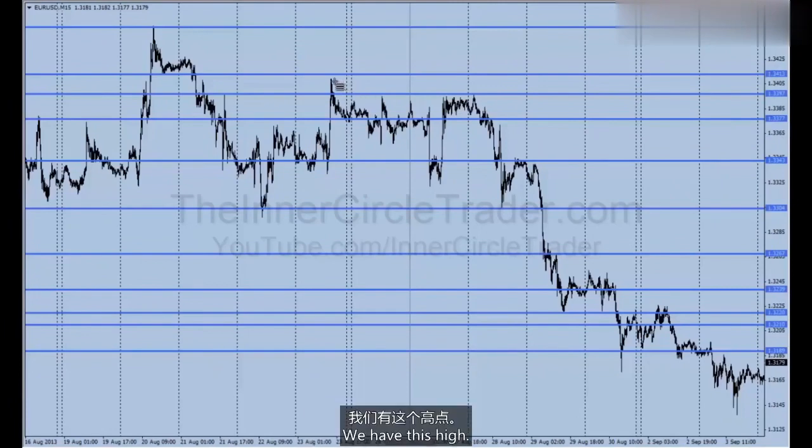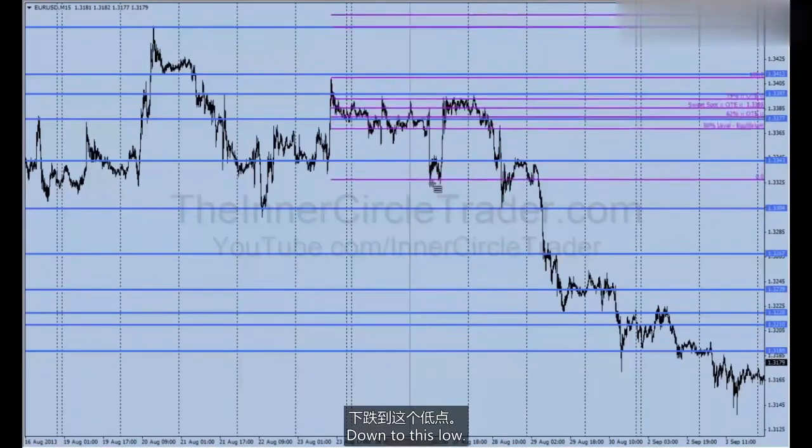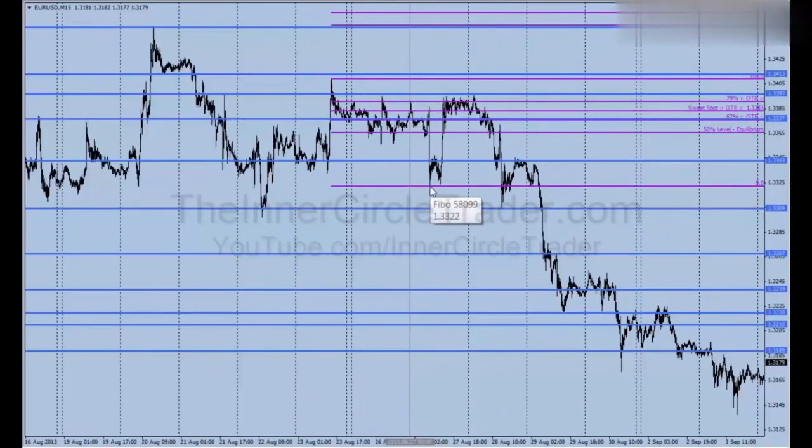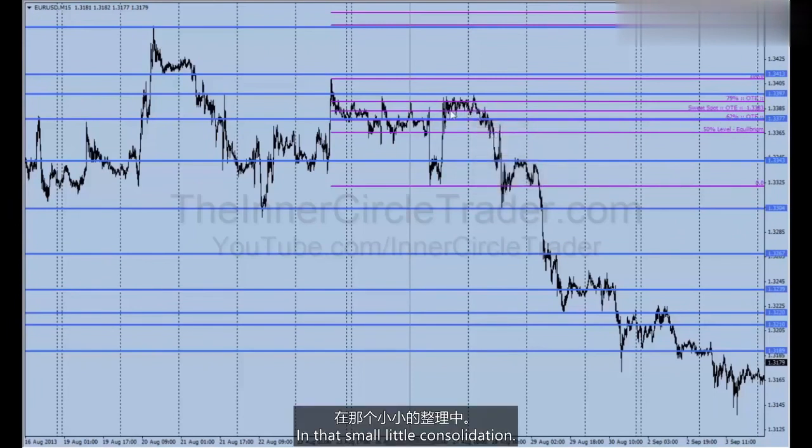Now we have a new range. We have this high down to this low. See that? Now look at what's happening here. Price is working within, here's your 79%, 70.5%, and 62%. All this time price spent in that small little consolidation. And then price broke down, came back up, broke down, came back up, broke down.